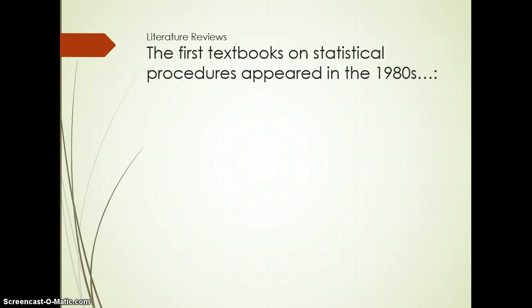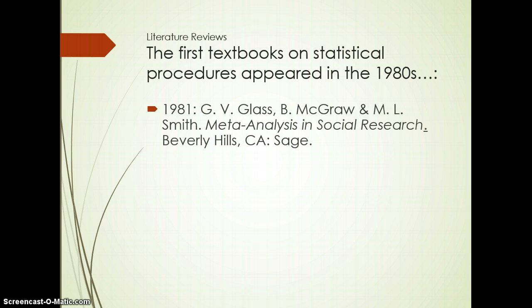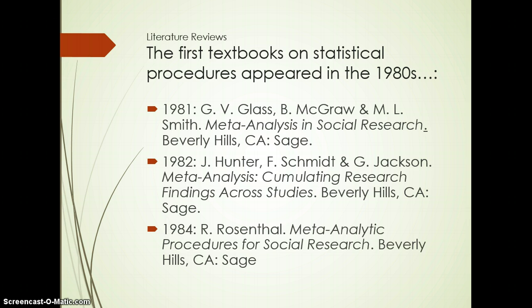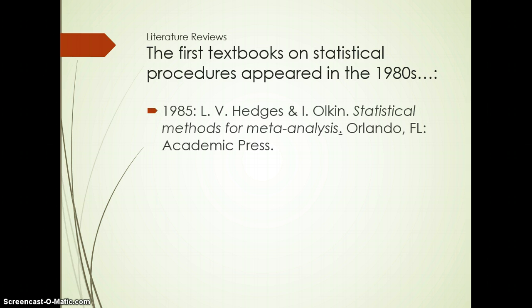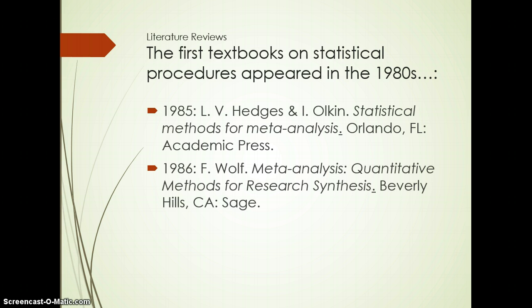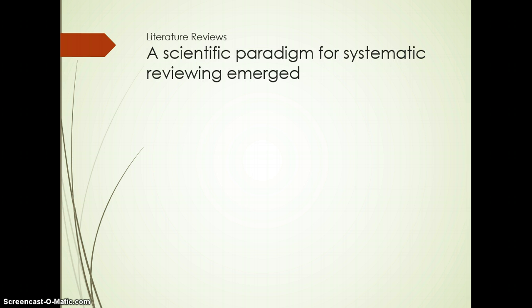And then, of course, textbooks started to emerge in the 1980s, providing researchers with guidance on this. Glass and McGraw and Smith, Hunter and Schmidt and Jackson, Rosenthal, these are all big-name researchers. And then other statistical techniques more specifically emerged. So Hedges and Olkin is a very, very well-known source. They have updated their work numerous times. The Borenstein et al. text, which we use in this course, is derived directly from this tradition of meta-analysis. Wolf made another attempt to provide some statistical suggestions.